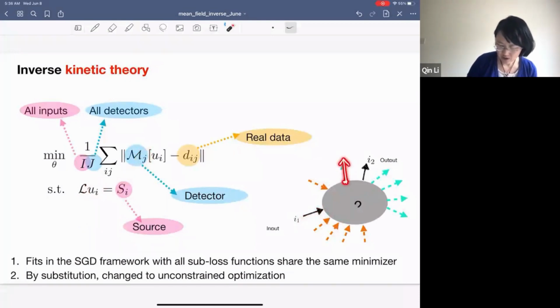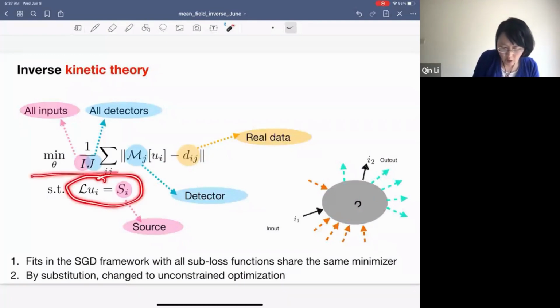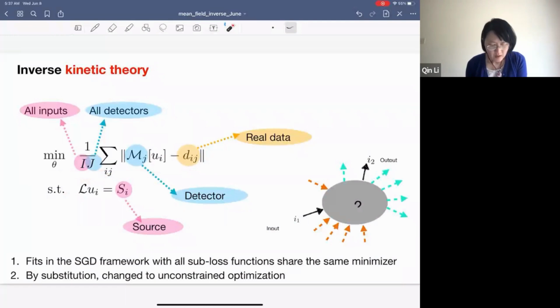For example, this is my j's location. I measure the solution at the j's location, and I hope this matches the data from your real experiment. So I look for the differences between the PDE solution and the detected data, and I hope they could match each other as much as possible. So this is a PDE constrained optimization formulation.